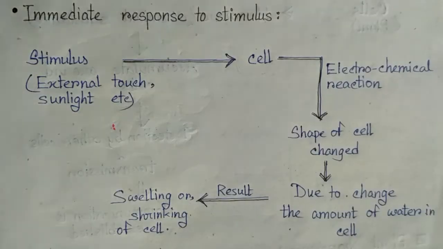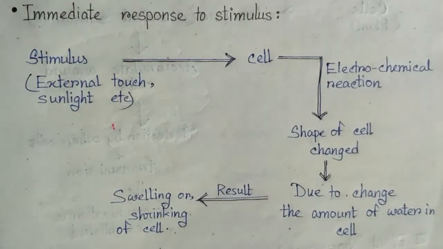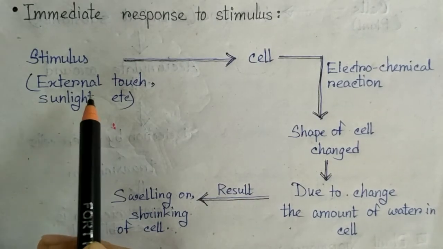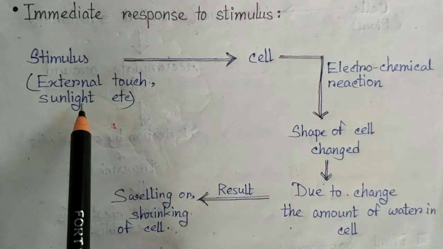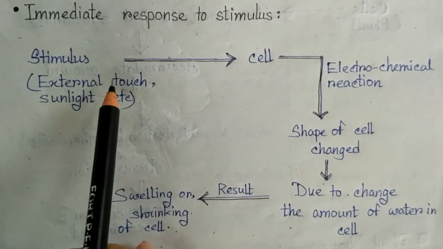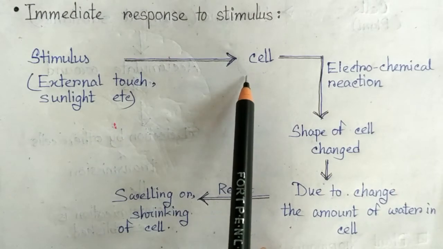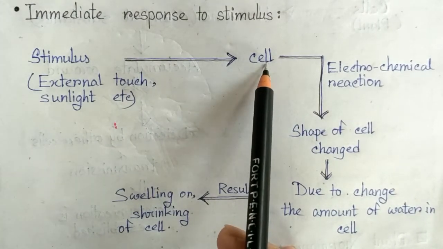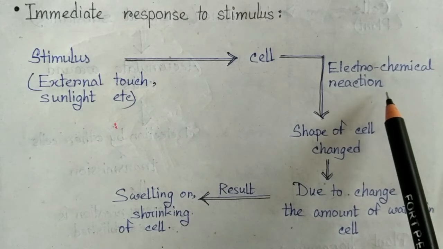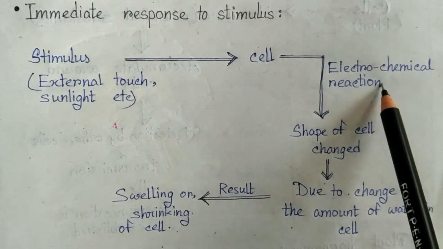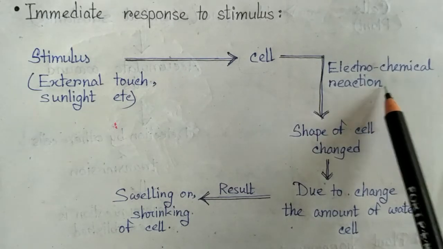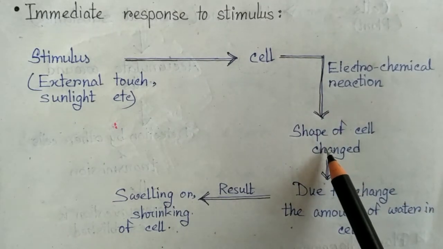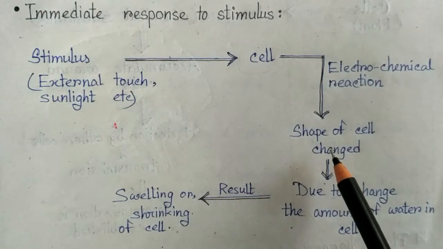Now focus on how plants respond to stimulus immediately. Let's understand it through a flowchart. First, a stimulus or external factor, such as touch, sunlight, etc., comes from the environment. It goes to a cell. In the cell, different types of electrochemical reactions are performed. The result of the electrochemical reaction is a change of shape of the cell.